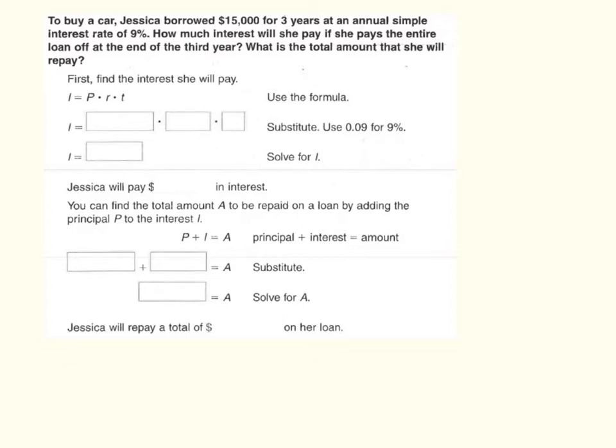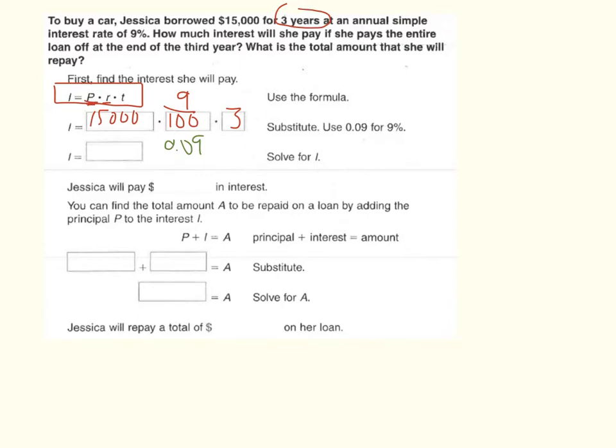Well, we know we're going to have to use interest equals principal times rate times time. The principal is the amount that she borrowed, so that's going to be $15,000. The rate we look at is 9%, so we can either write it as 9% or 0.09, because that's the same value. And the time is 3 years.